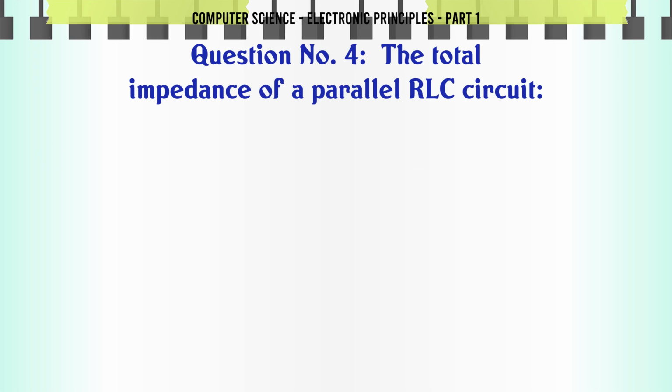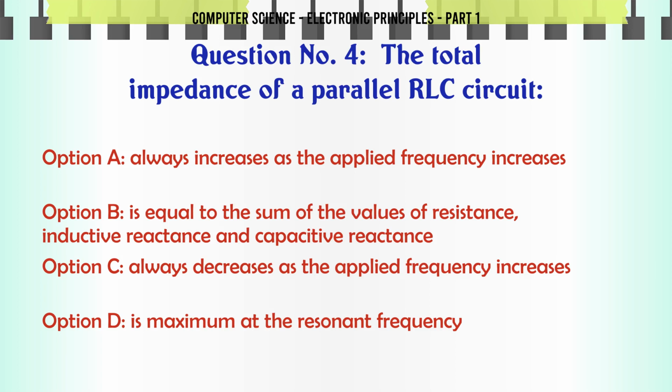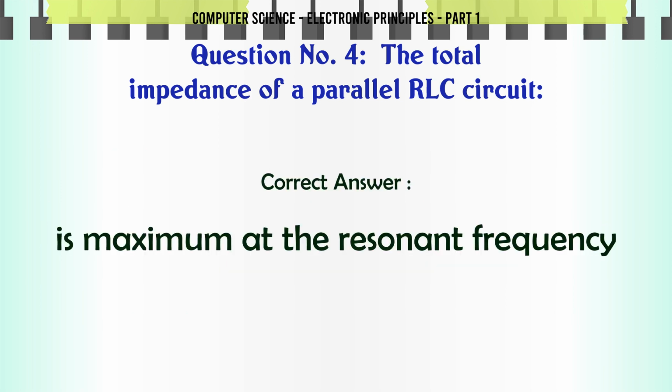The total impedance of a parallel RLC circuit: A. always increases as the applied frequency increases. B. is equal to the sum of the values of resistance, inductive reactance and capacitive reactance. C. always decreases as the applied frequency increases. D. is maximum at the resonant frequency. The correct answer is maximum at the resonant frequency.